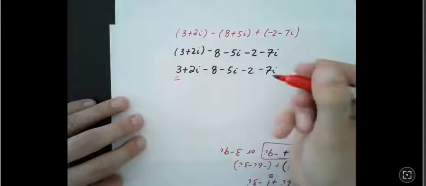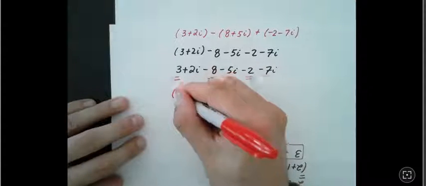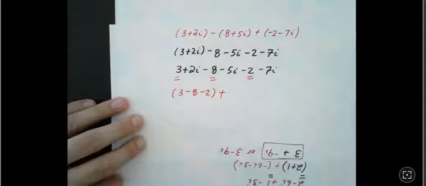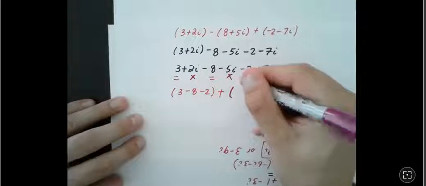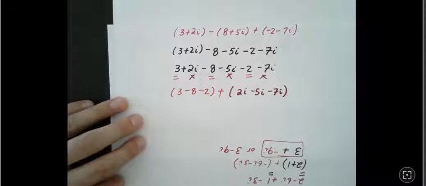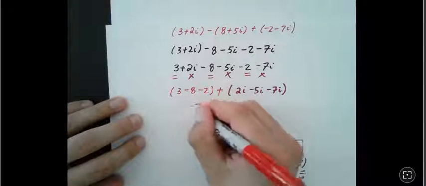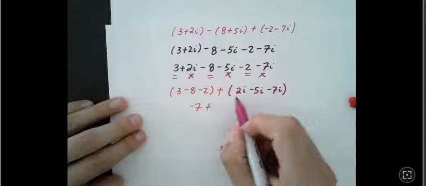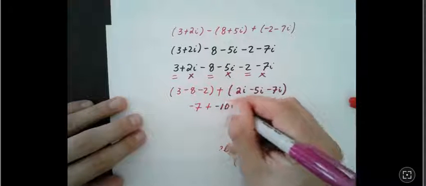So I have a real part, I have a real part, and I have a real part. So I have 3 minus 8 minus 2, plus imaginary, imaginary, imaginary part. So I have 2i minus 5i minus 7i. Okay? 3 minus 8, negative 5. Negative 5 minus 2, negative 7. Plus 2i minus 5i is negative 3i, minus 7i is minus 10i.